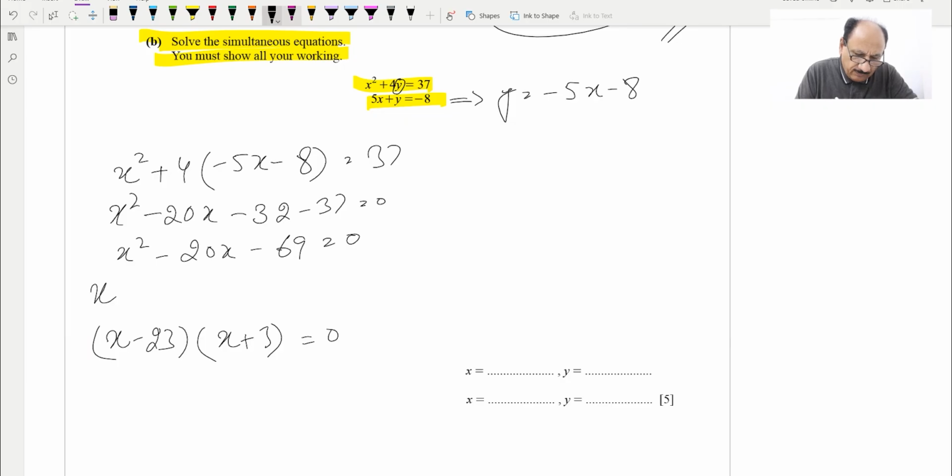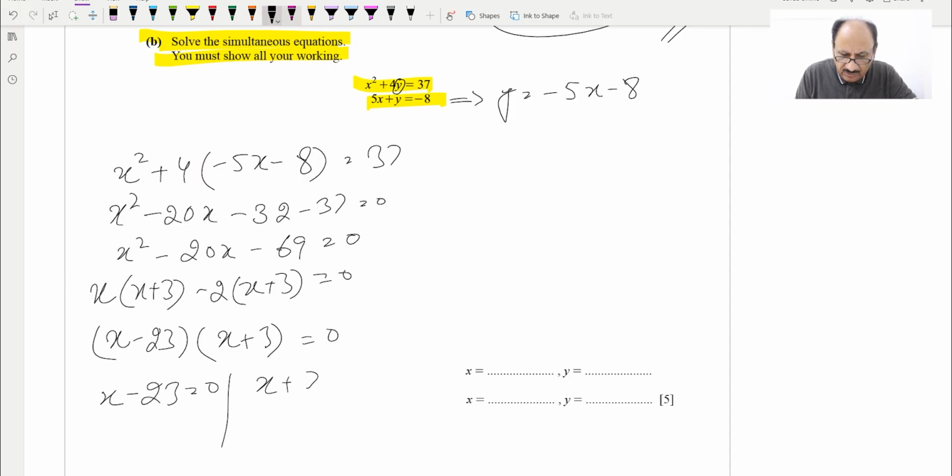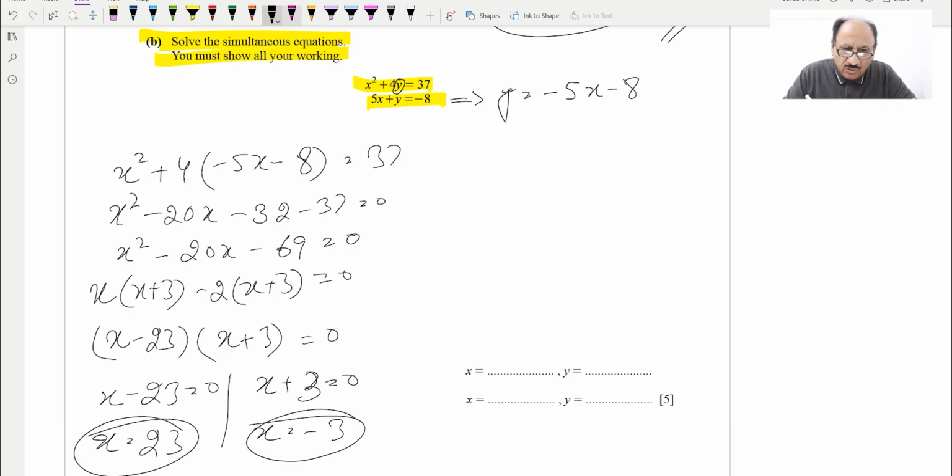And as an intermediate step, we can write x minus 23 and x plus 3 equal to 0. Now x minus 23 is equal to 0, or x plus 3 is equal to 0. So x is equal to 23 will be our one solution, and x is equal to minus 3 will be the other solution. So we can write here minus 3 and 23.